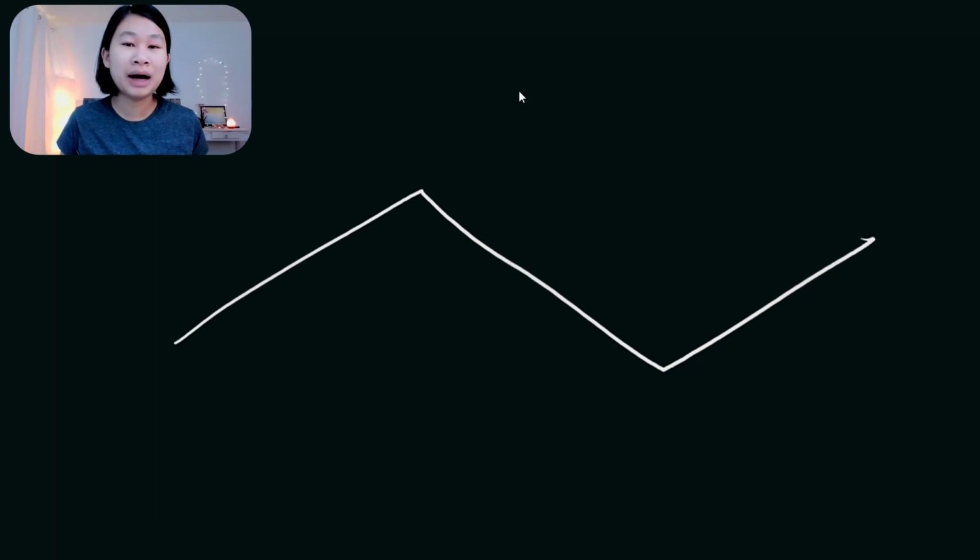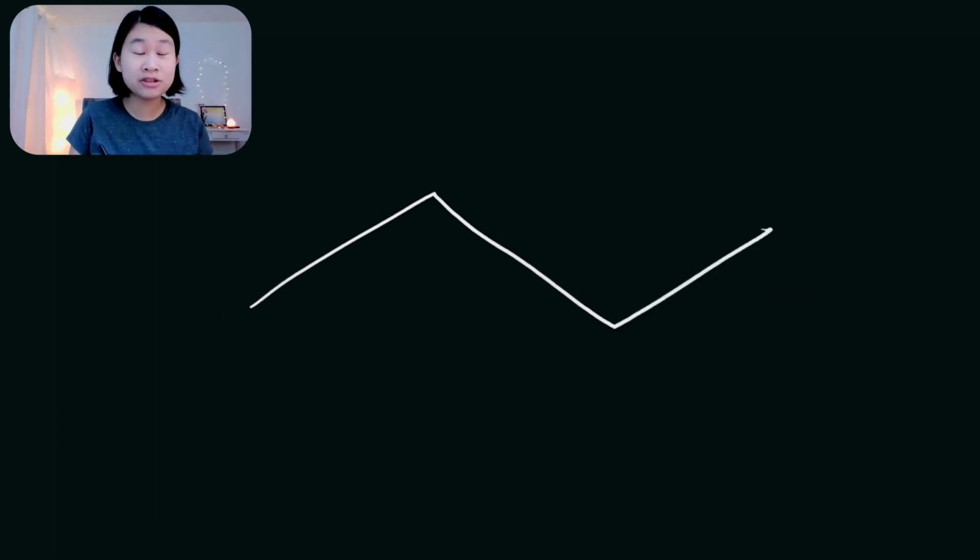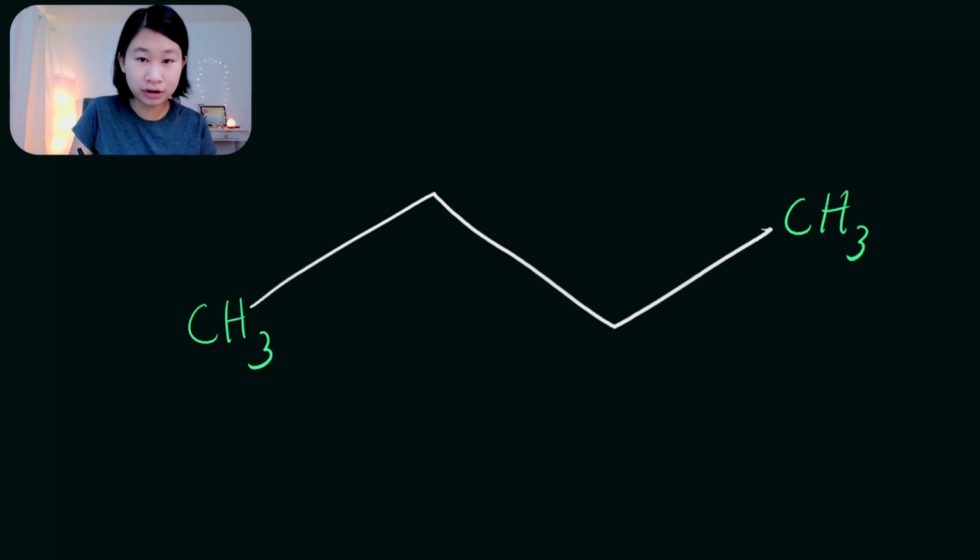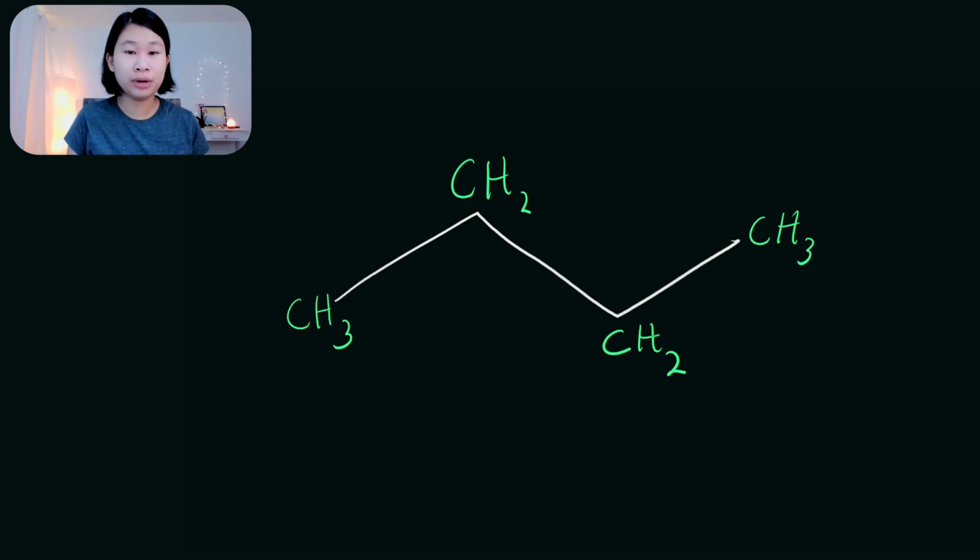How many carbons and how many hydrogens would you say are in this molecule? We can start with the ends. We know that these ends are ending in single bonds, therefore these ends should end in CH3s. The middle parts, these corners, are CH2s, and therefore if you count them up, we have 4 carbons, and then for hydrogens, we have 3 plus 2 plus 2 plus 3, which is going to be 10 hydrogens.